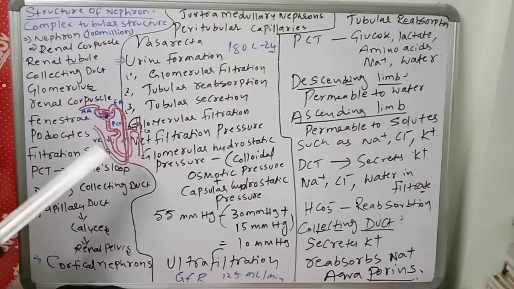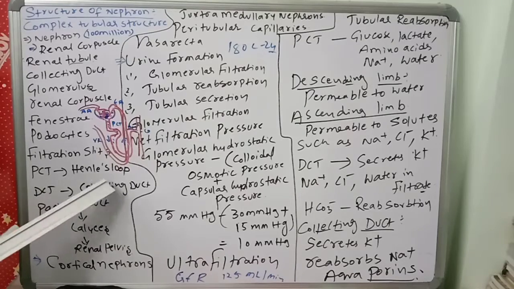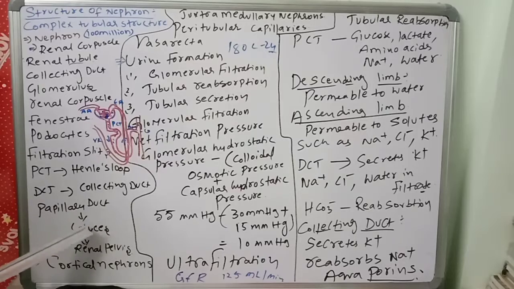The PCT enters into Henle's loop. The distal convoluted tubule opens into the collecting duct. The collecting ducts together form the papillary duct, which merges and opens into the calyces. The calyces open into the renal pelvis and then to the ureters.